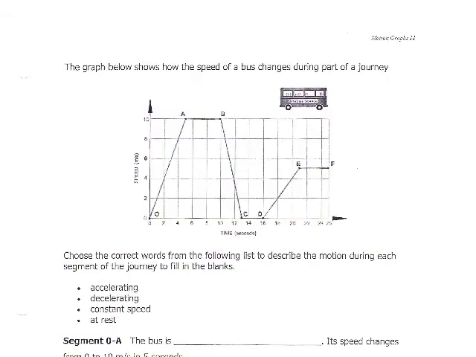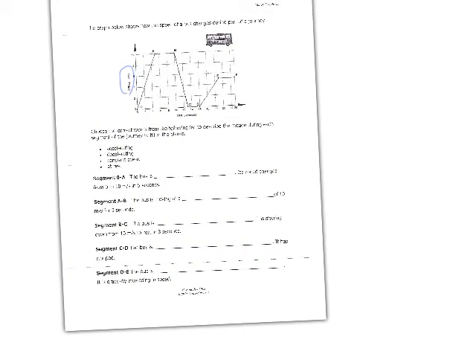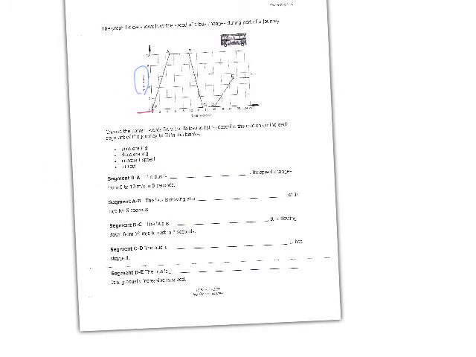Let's look. So this time we have a speed time graph. Choose the correct words from the following list to describe the motion during each segment of the journey to fill in the blanks. The bus is blank. Segment 0 to A, speed changes from 0 to 10 meters per second in 5 seconds. So we see that it goes from 0 to 10 meters per second. So its speed increased. So we would say that is accelerating.